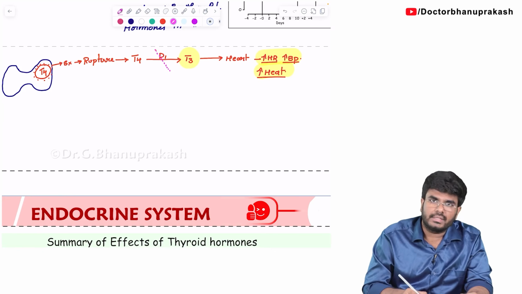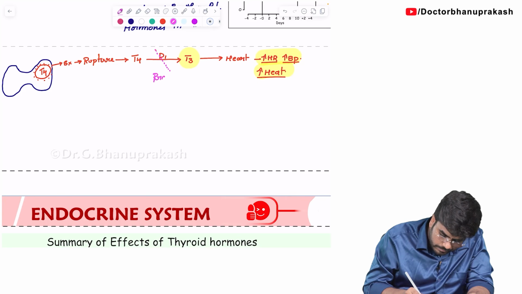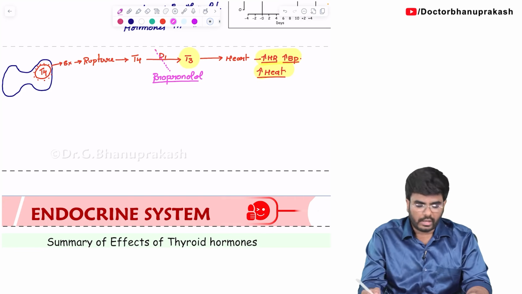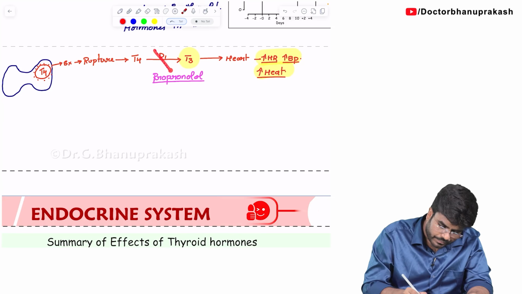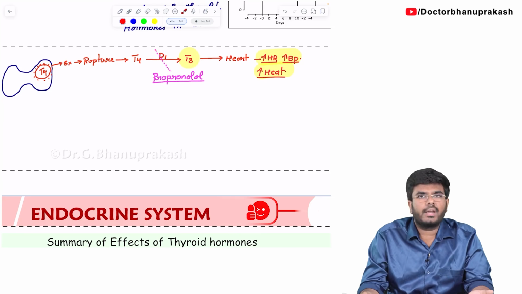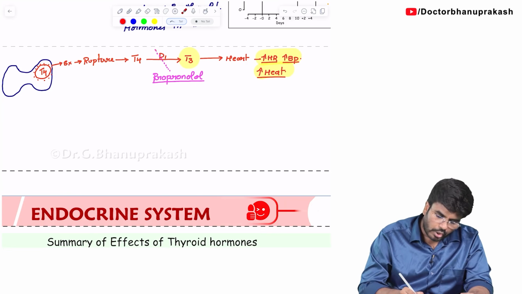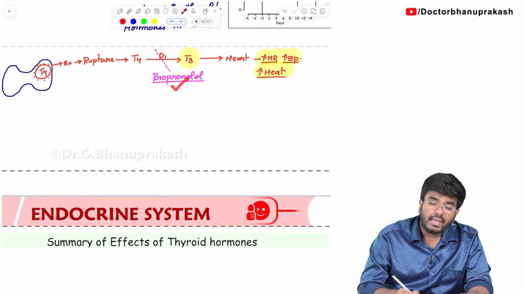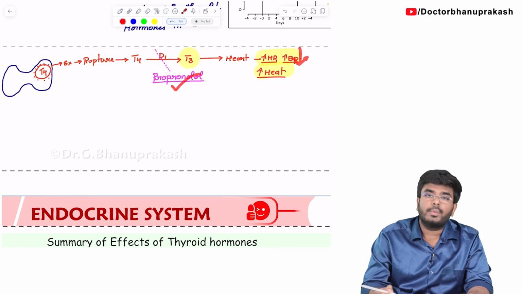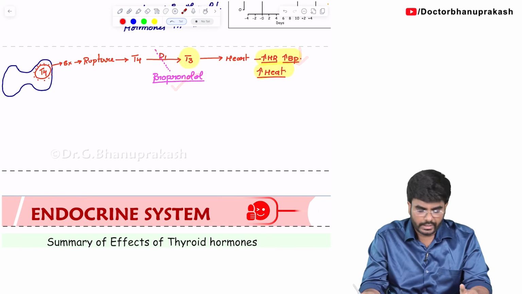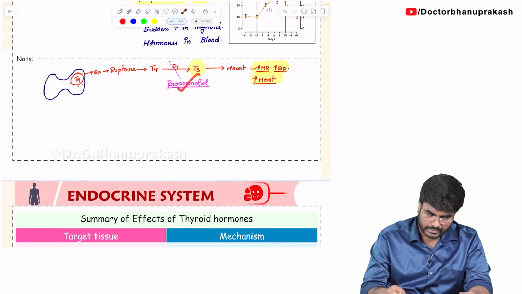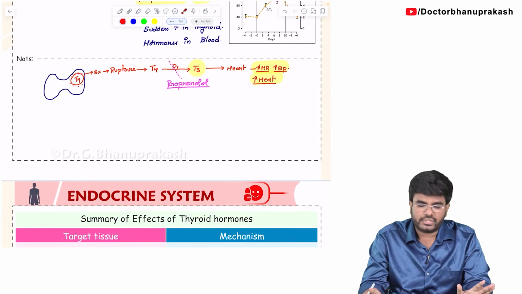Peripheral conversion inhibitors like propranolol. You are going to use propranolol. Why propranolol? First of all, it will inhibit this step. So what happens to the T3 levels? They decrease, so there is a lesser amount of thyroid hormones. Good. Now propranolol is also a beta blocker. Being a beta blocker, it will decrease your BP and decrease the heart rate. So propranolol is considered a better drug. It's the drug of choice for the treatment of thyroid storm.